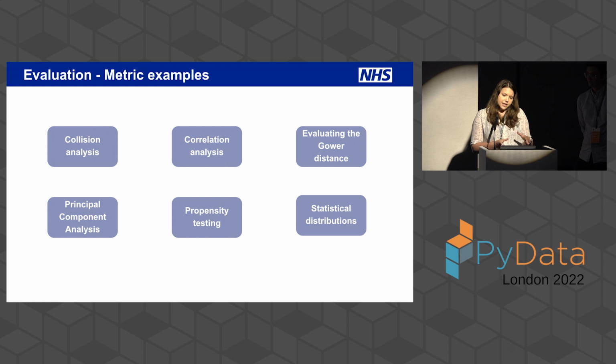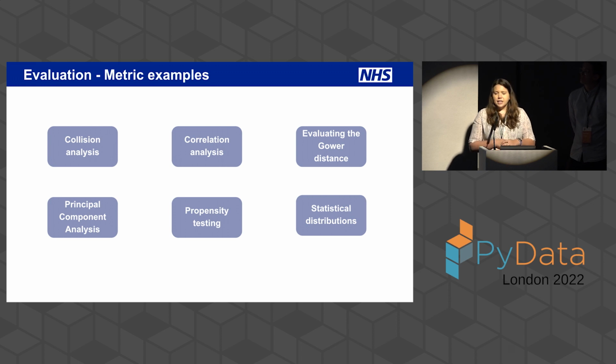And here are some metrics that we actually included in our synthetic data repo. This isn't all of them, but this is some of the high-level ones. So we have things like collision analysis. So we look to see whether the rows in the synthetic data set are appearing in the real data. So we make sure that the data is matching or not matching, depending on your purpose.